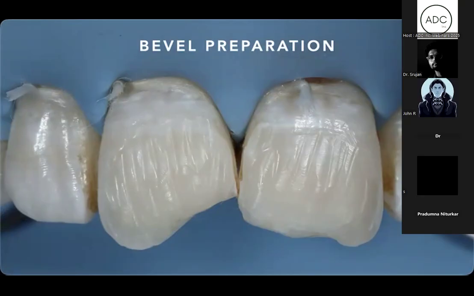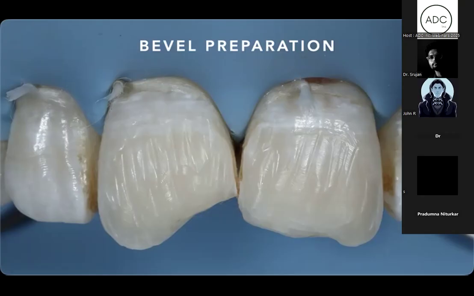We are going to focus on making our restorations invisible, and in order to do that, we are going to do maximum amount of beveling. At the same time, by the way, we are going to preserve the tooth structure as well. We are not going to go very deep. We are playing only in the enamel, only in the top 0.5 mm, 0.3 mm. That's it. We're not going any deeper than that, right?